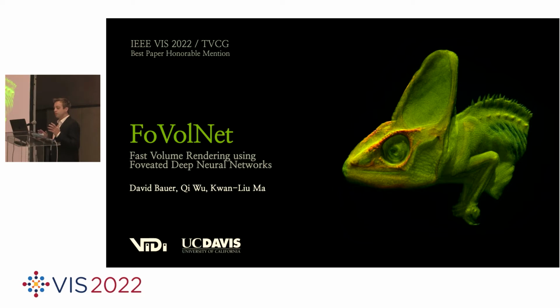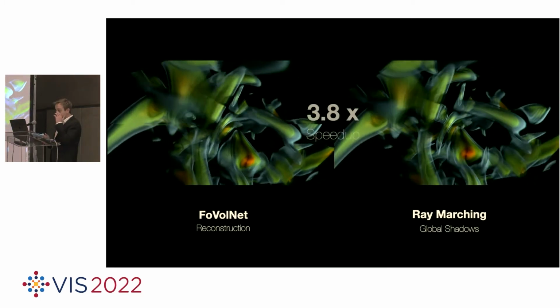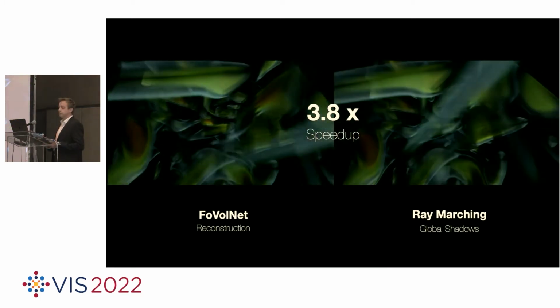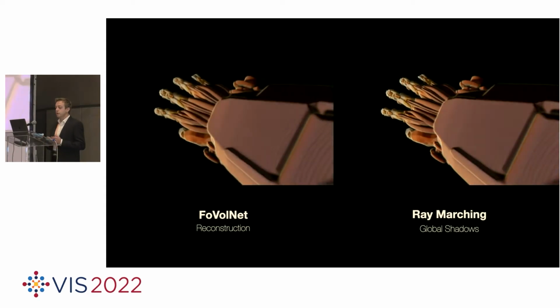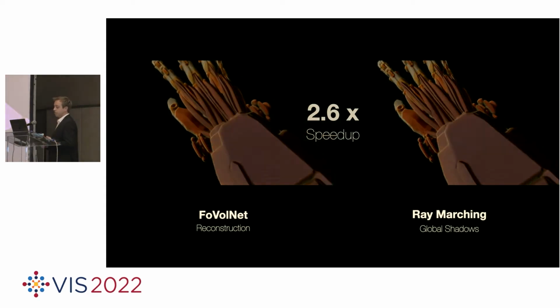In this work, we introduce a method to considerably increase the performance of volume visualization using foveated rendering and deep learning. With our method, we're able to convincingly reproduce ray-marched images with global illumination effects like dynamic volumetric shadows, and we achieve multiple times the performance of our baseline renderer with little to no sacrifices in image quality.